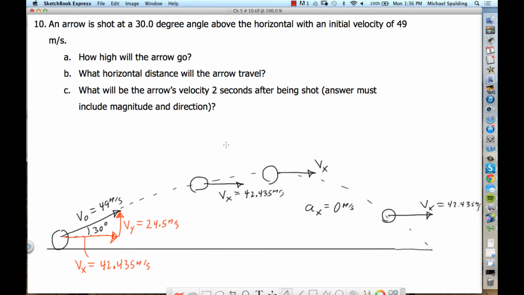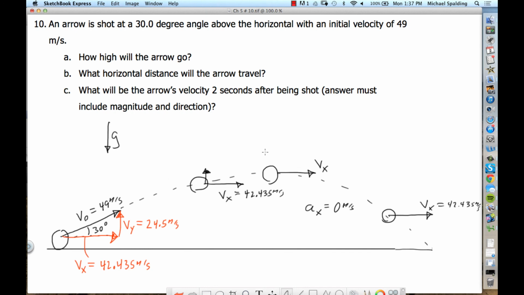Okay, now, does the y velocity stay constant? Does y velocity remain the same? No, because what acts in the y direction? Gravity. So here's what happens. The y velocity from here to here, it's going to be there, but it's going to be smaller, right? Instead of being 24.5, it's going to be something smaller.